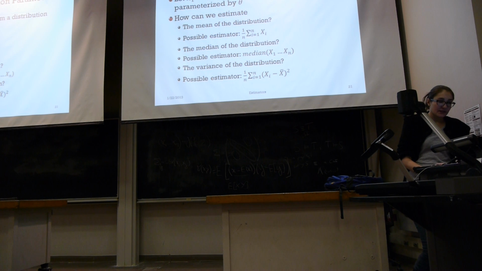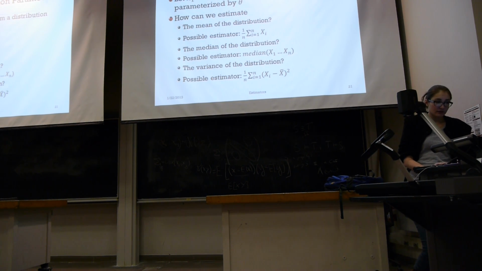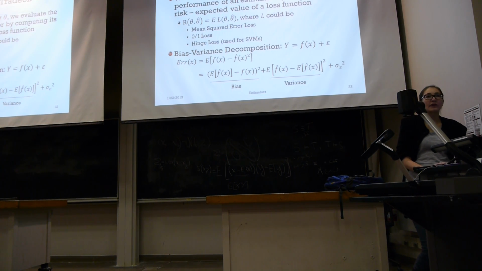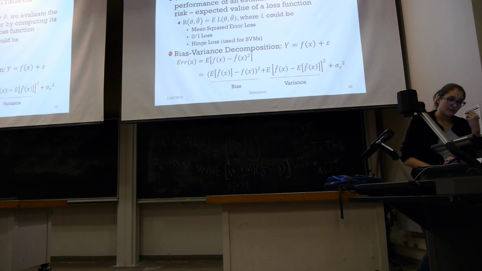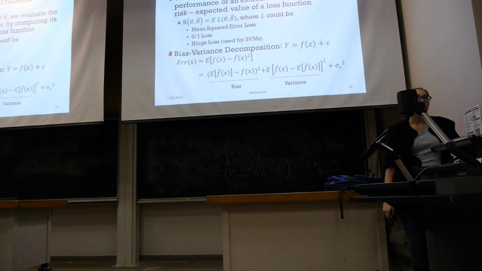So basically, when you've got a quantity that you want to estimate, you can do a better or a worse job. And we're going to introduce a risk function that tells you how well you're doing at estimating something. So the performance of an estimator is evaluated by computing its risk, and that is the expected value of a loss function.